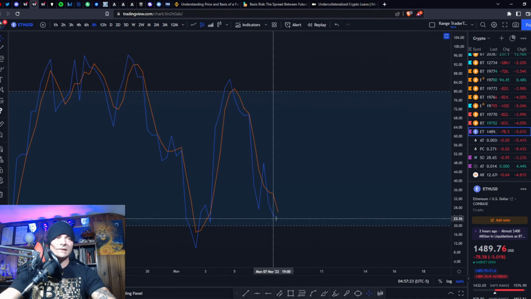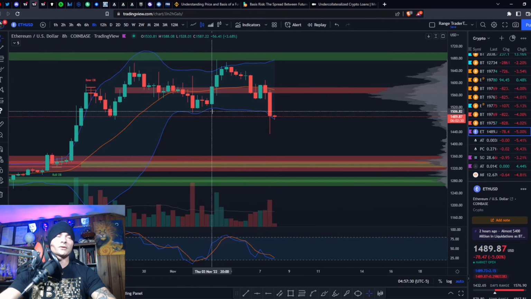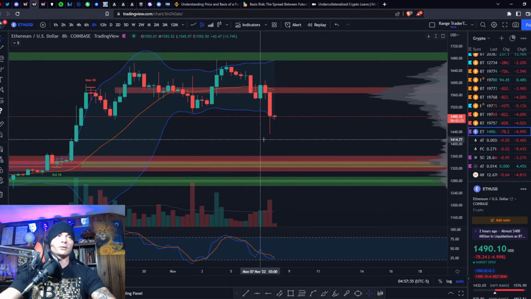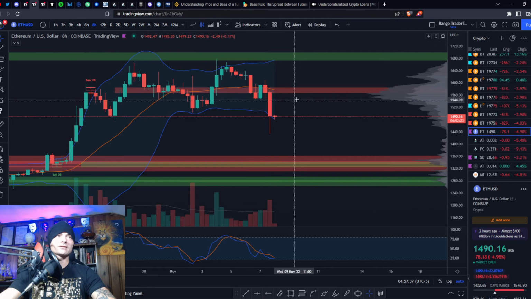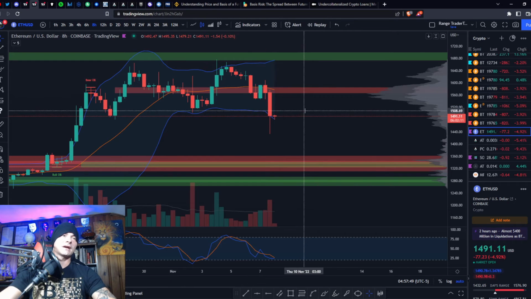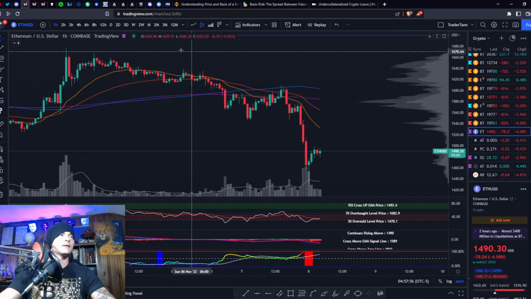Stochastic, trying to curl back around. Are we going to get a retest and resumption down and enter that oversold region? If this is a confirmed low, we'll have bullish divergence. So we could get a bounce possibly up to 1550, 1548 region. Could even just come up to 1518. All right, so that's basically what I'm looking at for Ethereum. Let's move on to Solana.